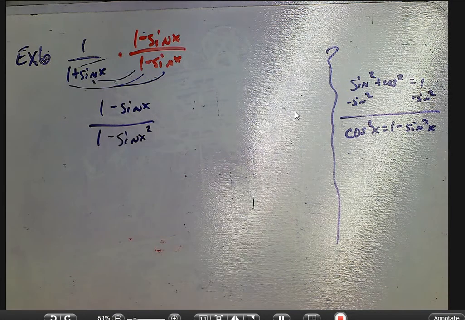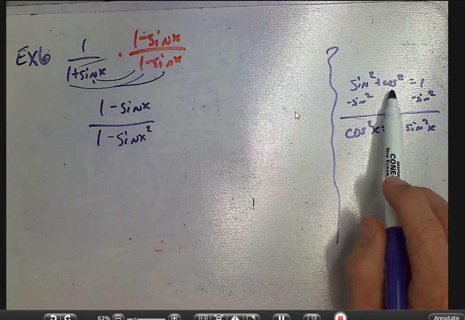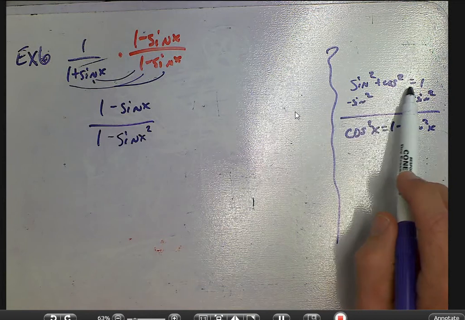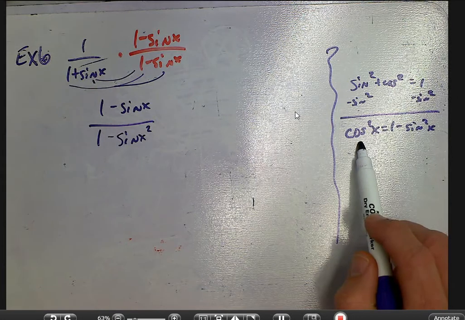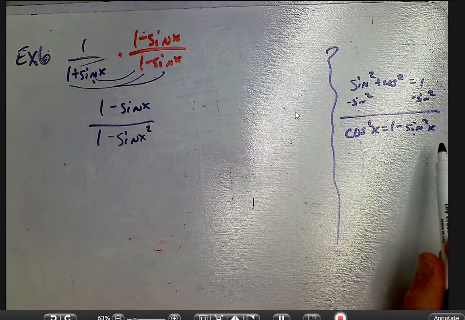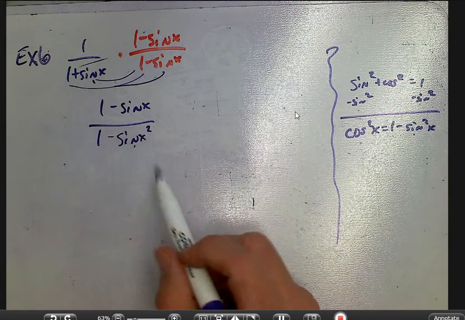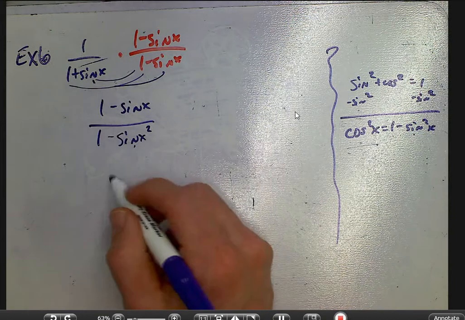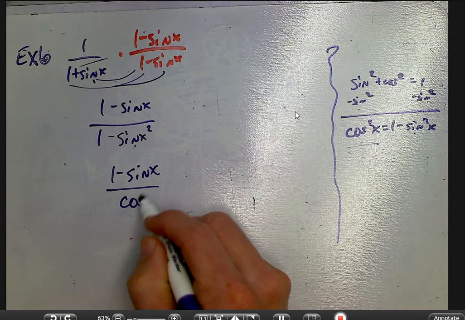Okay? What I noticed about this next is I have my Pythagorean identity over here on the right, sine squared plus cosine squared equals 1. If I subtract sine squared from both sides, I get cosine squared of x equals 1 minus sine squared of x, right off your trig function sheet. And so I can replace this 1 minus sine squared of x on the bottom with a cosine squared of x. So I have 1 minus sine of x over cosine squared of x, like that.